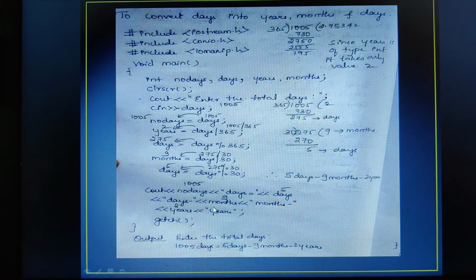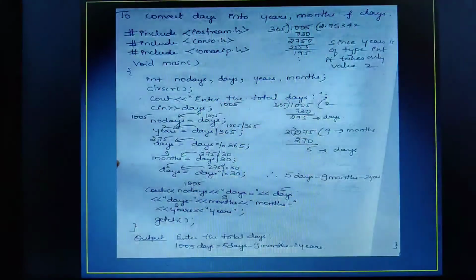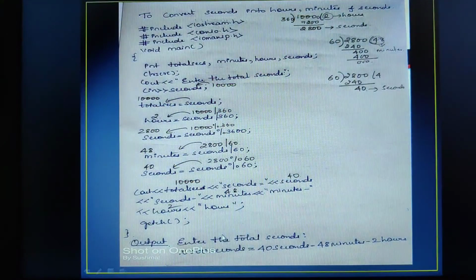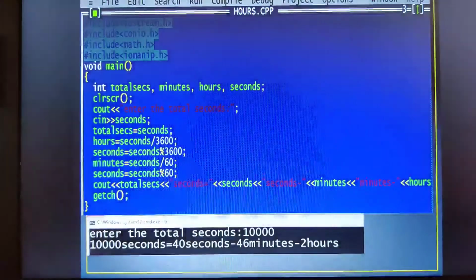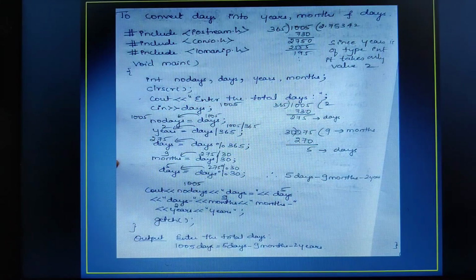Now moving on to the next program. In the previous example I took 1005, but look here, I have taken 10,000 seconds. When I take 10,000 seconds and apply the same strategy, you get 40 seconds, 46 minutes and 2 hours. You kindly try with this and trace this program. If you are unable to trace the program with the 10,000 seconds, definitely we shall see this in the doubt clarification session. But you try this one particular, how we have traced like this.